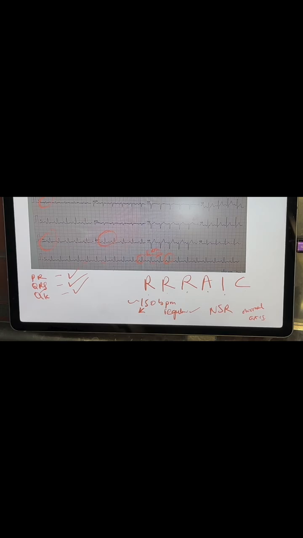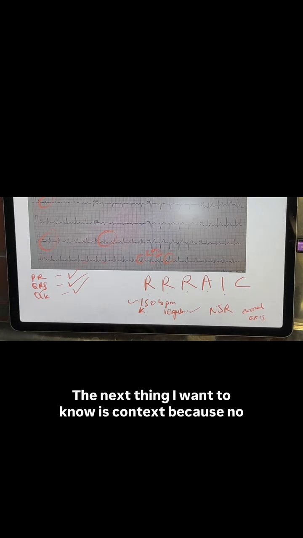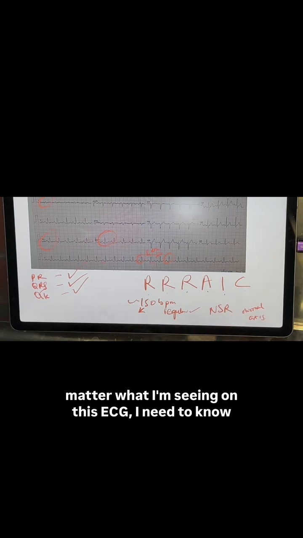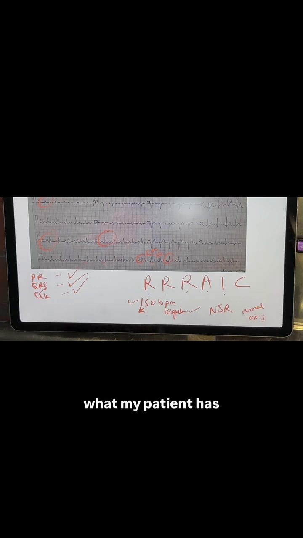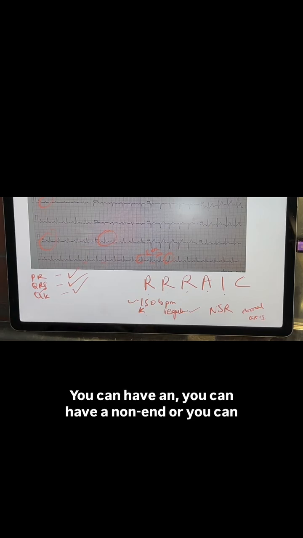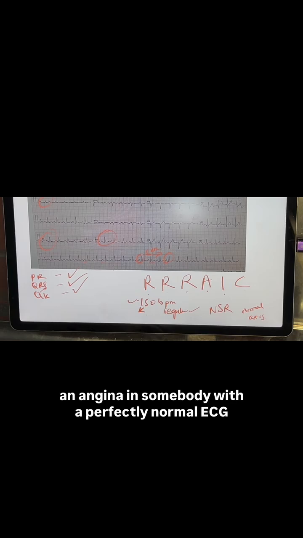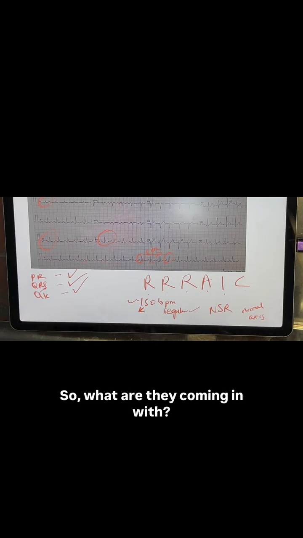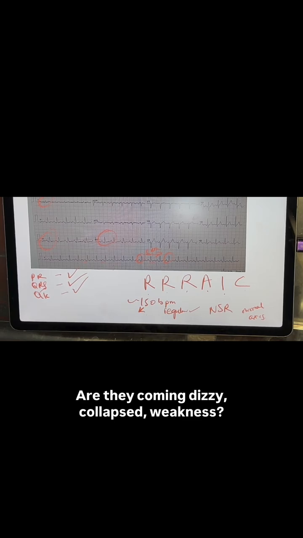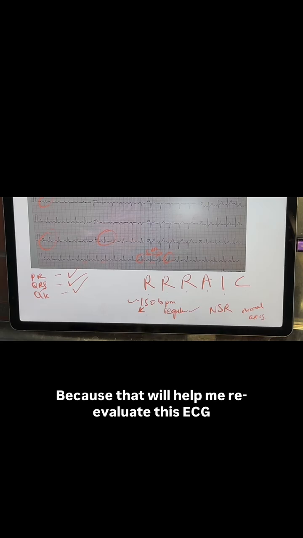Of course, there are ways of calculating it and then using the Bazett formula to make sure that your QTC is indeed correct. The next thing I want to know is context, because no matter what I'm seeing on this ECG, I need to know what my patient has. Do they have chest pain? You can have a non-STEMI, or you can have an angina in somebody with a perfectly normal ECG. So what are they coming with? Are they coming dizzy, collapsed, weakness? Because that will help me reevaluate this ECG.